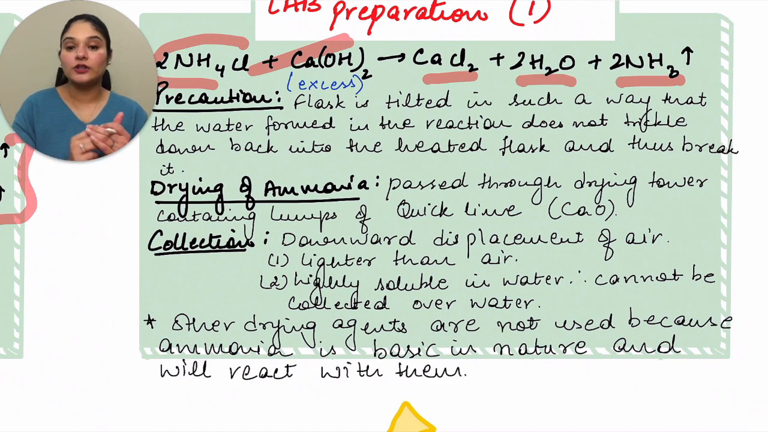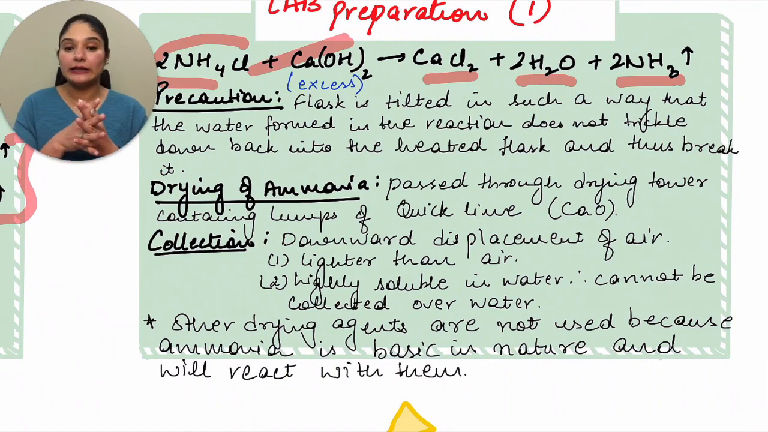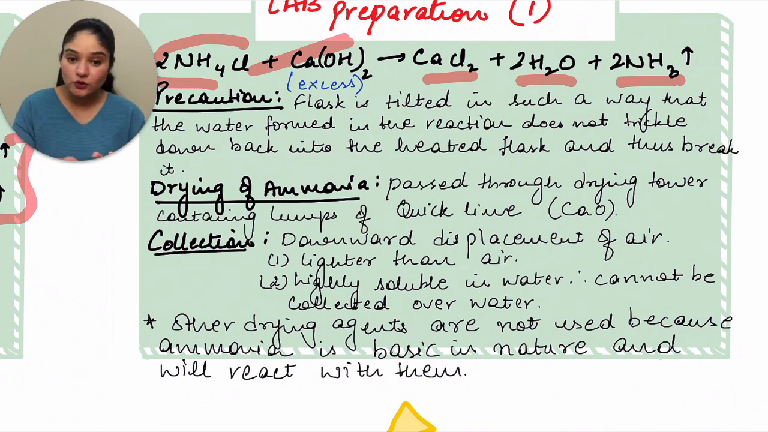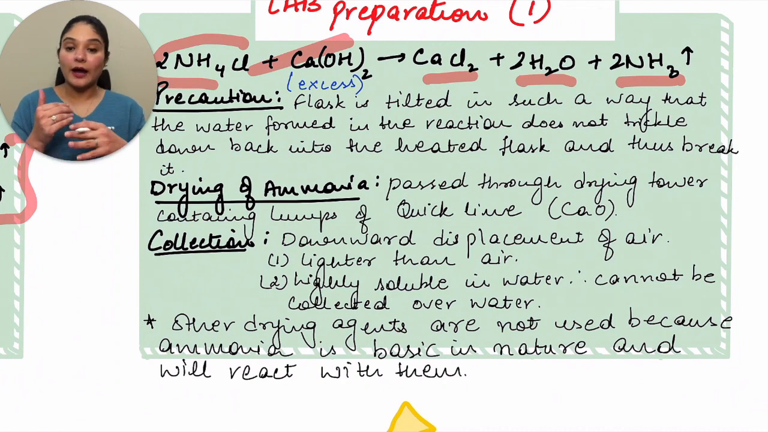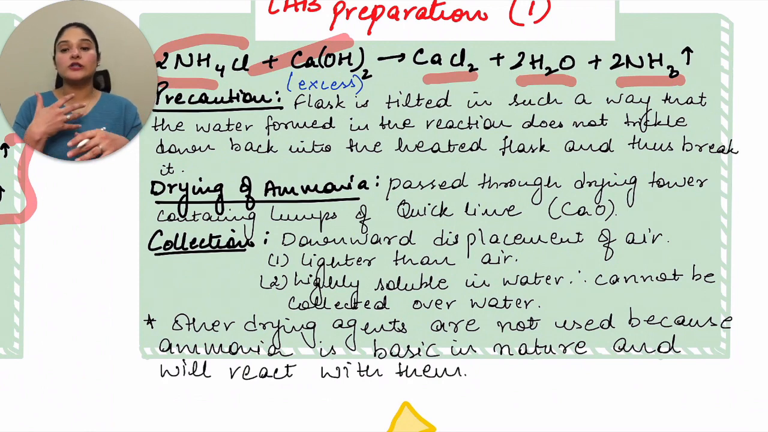The next is the drying of ammonia. Ammonia is dried by passing it through a drying tower which contains pieces or lumps of quick lime, that is CaO. Now, why is ammonia not dried over other drying agents, such as concentrated H2SO4? The reason is that ammonia is basic in nature and all the other examples that we take are acidic in nature, and ammonia ends up reacting with them to give salt and water instead of getting dried by them.